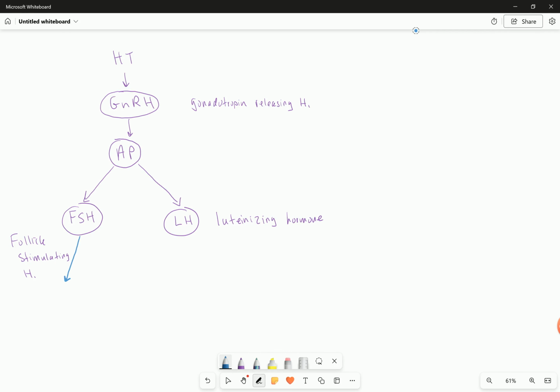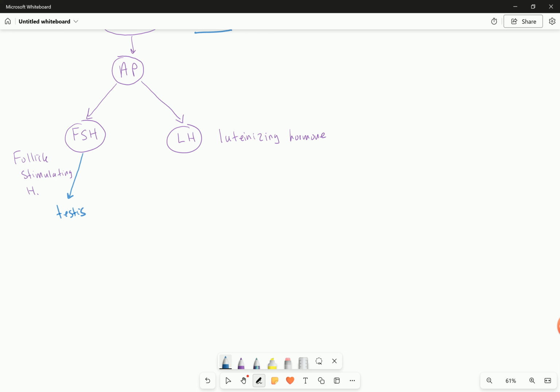Okay, if follicle stimulating hormone goes to the testes, now keep in mind these are gonadotropin releasing hormones, and the gonads in a male are testes, and the gonads in a female are ovaries. So when FSH goes to the testes, it will specifically go to the Sertoli cells. Those Sertoli cells are found in the testes, and it's going to help with spermatogenesis. Spermatogenesis is the creation of sperm.